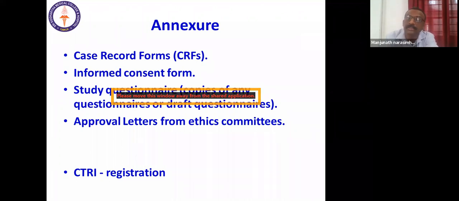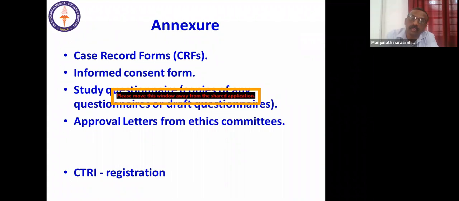And nowadays, even the government of India is insisting that whatever project research you are going to do on humans has to be registered. So you all can go through this, how to register. That is the Clinical Trials Registry of India. For clinical trials, it is mandatory, but for other studies also, because it gives an indication that I am doing it.